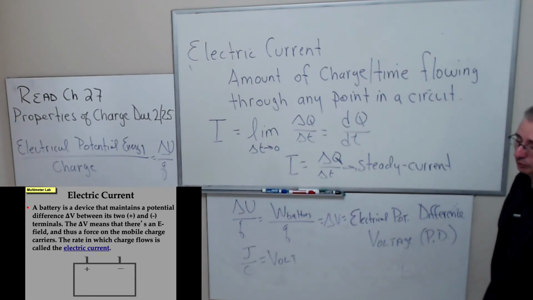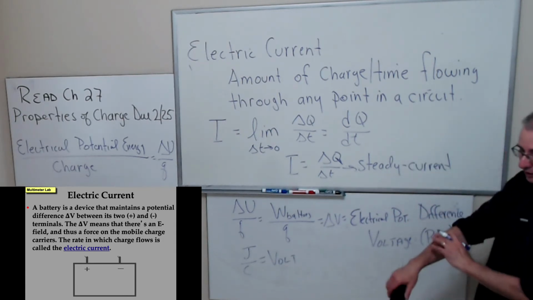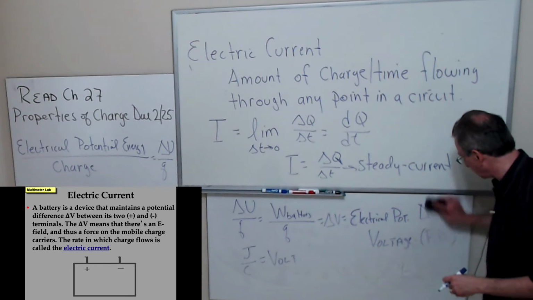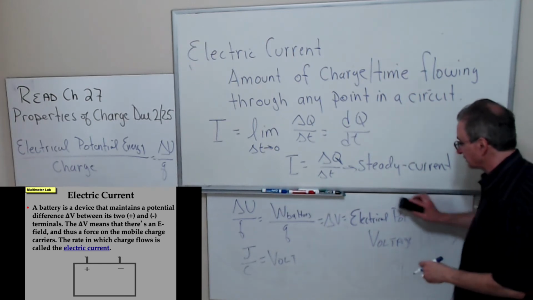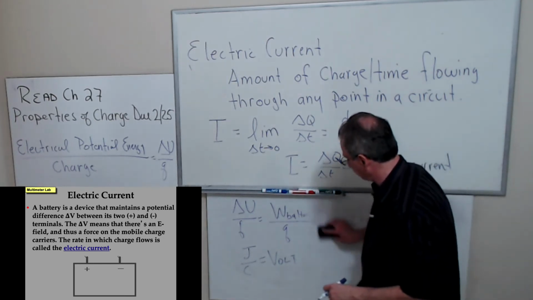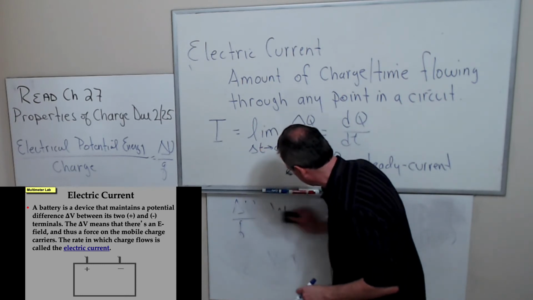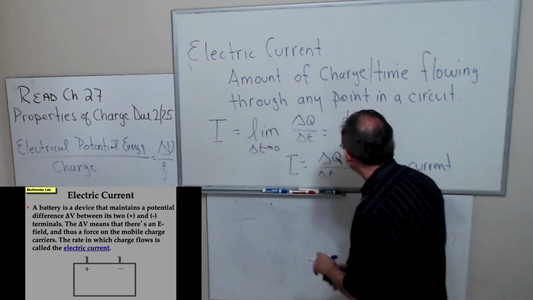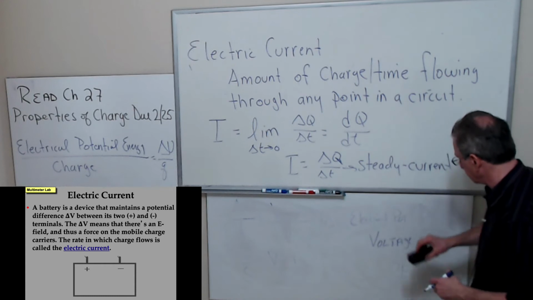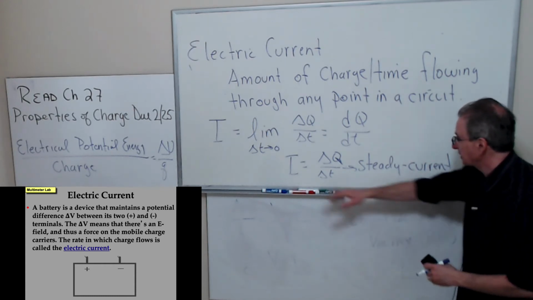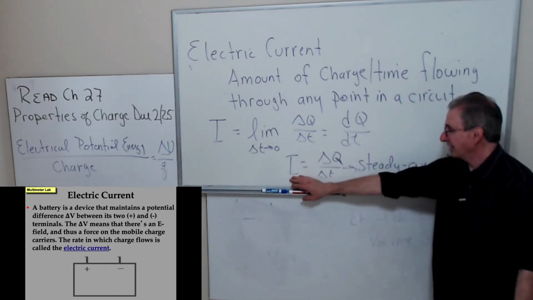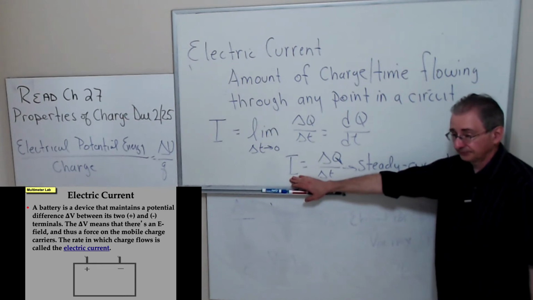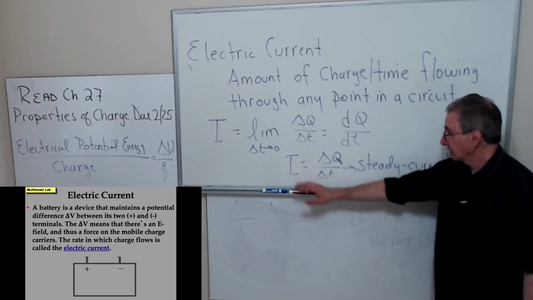Now we're going to be working with DC power. We're going to be working with batteries, DC power supplies, and we're going to be dealing with steady state currents. But once we start talking about other elements in the circuit and other types of power supplies, then this derivative is not going to be constant. It's going to change.